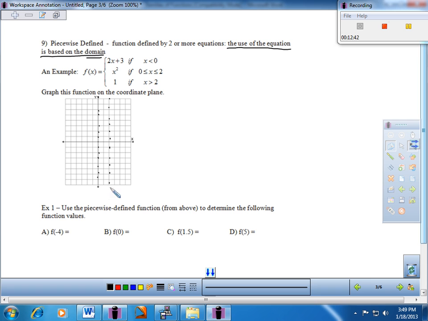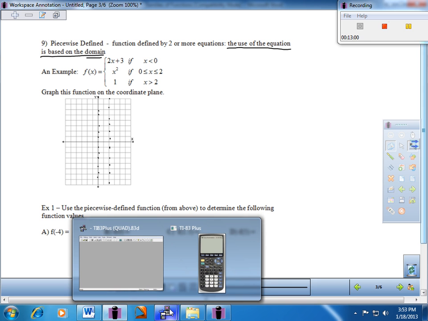So that is not part of the graph at all. Just keep that in mind. It just sort of gets me thinking about, I'm going to have one graph to the left of that vertical line, one graph in between it, and one graph to the right of that vertical line. Okay, so let's go ahead and try this out.